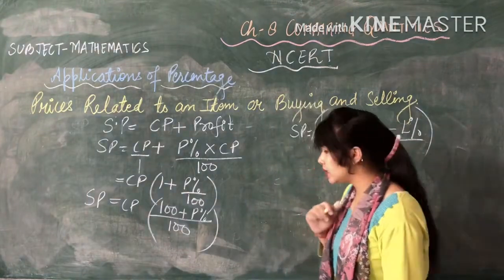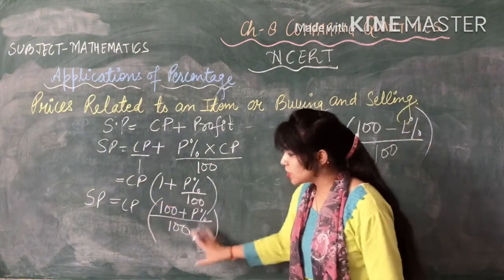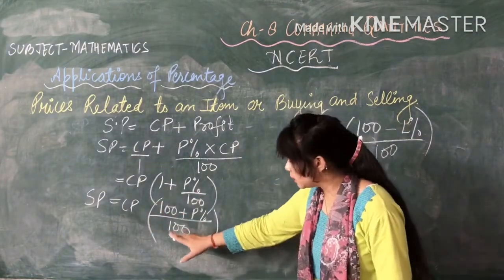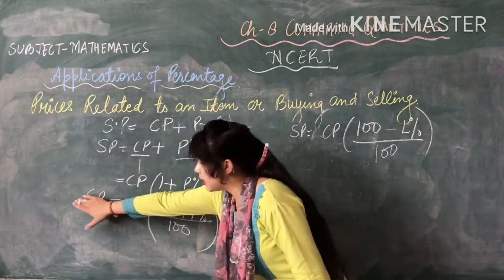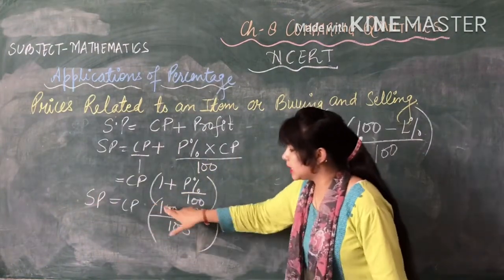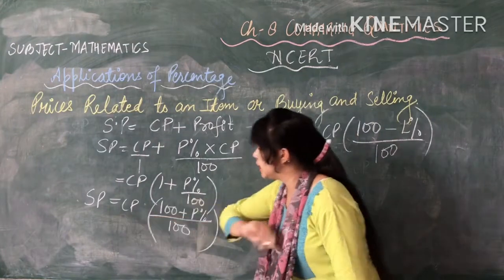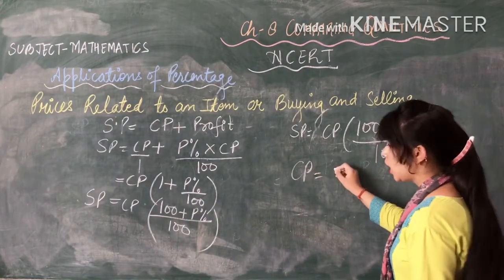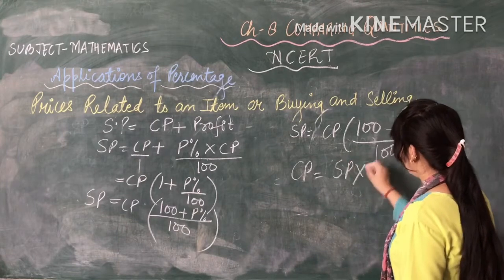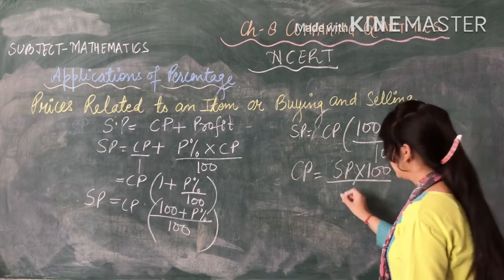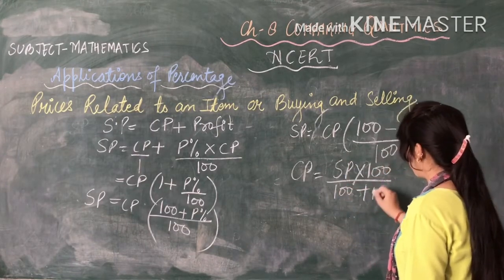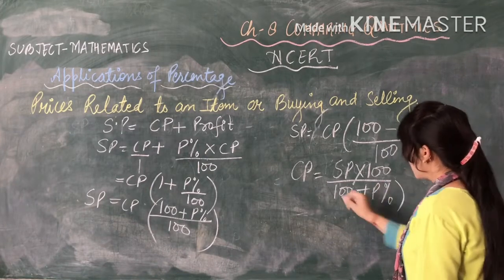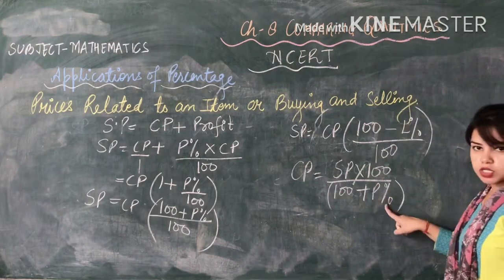Now suppose CP you have to calculate. Now how will you calculate CP? So now just change this formula a little bit. Here there is 100 in division, it will go in multiplication. This is in multiplication with CP, it will go in division. And the new formula which is here, SP into 100 upon 100 plus profit percent. Remember, always solve this bracket first.